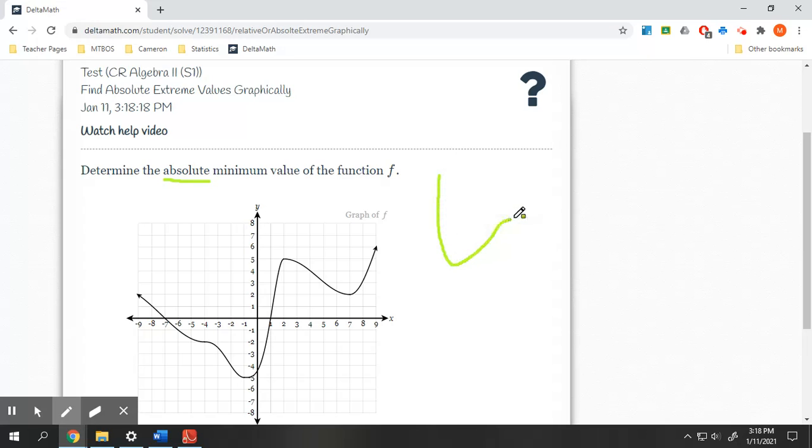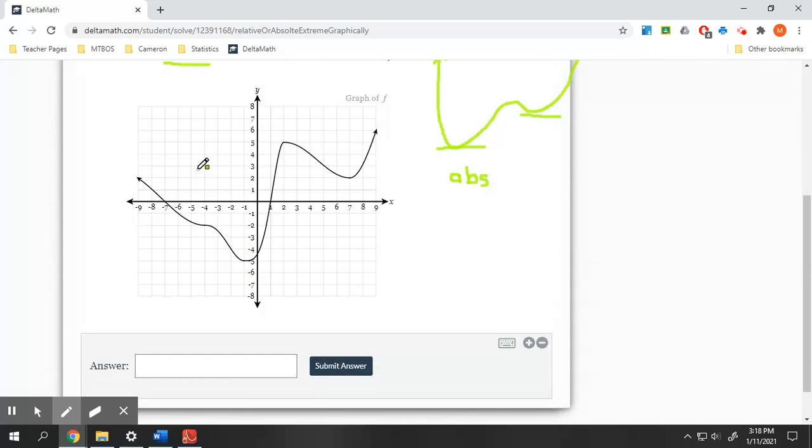So let's take a look here. Pretend this is a prettier graph. My absolute minimum value would occur here. This is my absolute minimum value, whereas I do also have a relative or a local minimum right here. It's a valley, but it's not the lowest point. So the absolute minimum of this function, well, what is my lowest possible value here? My lowest value here is -5.